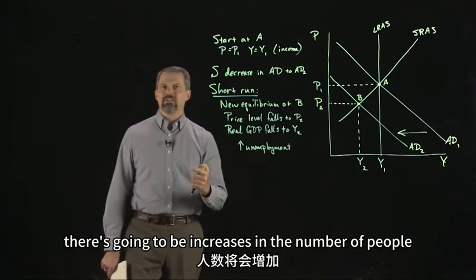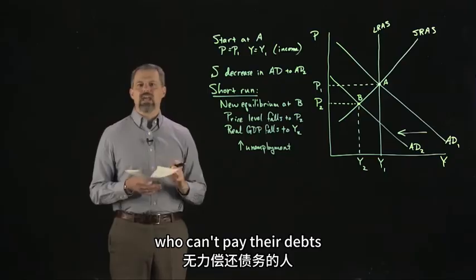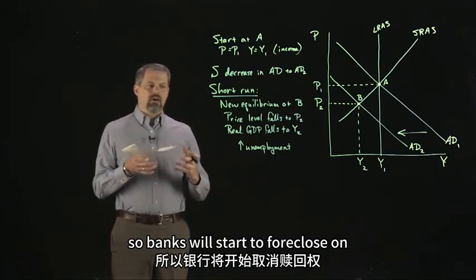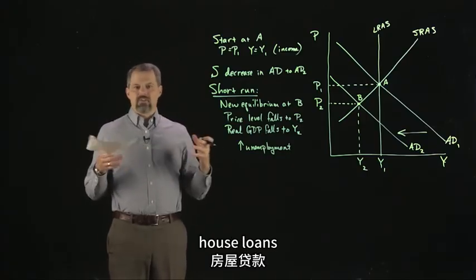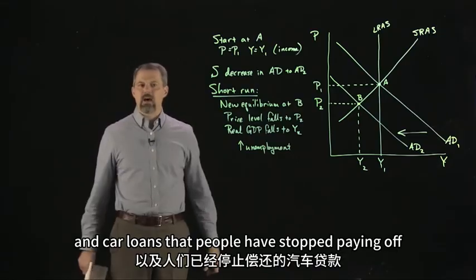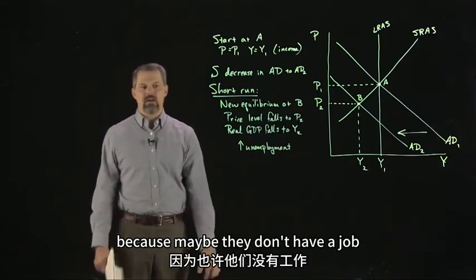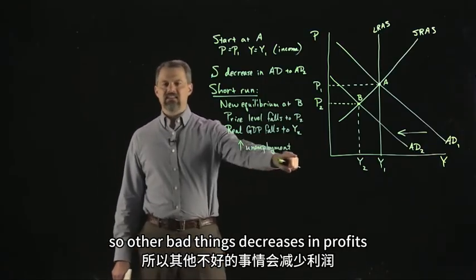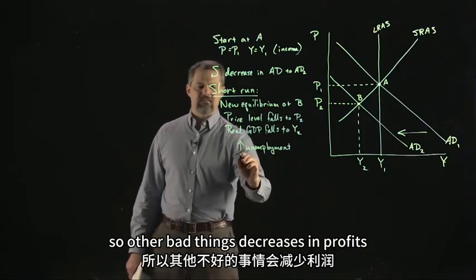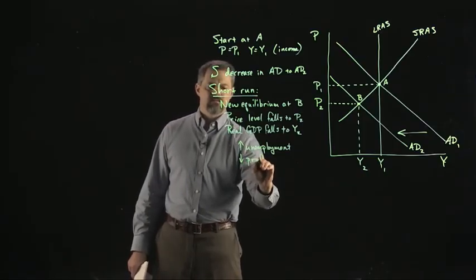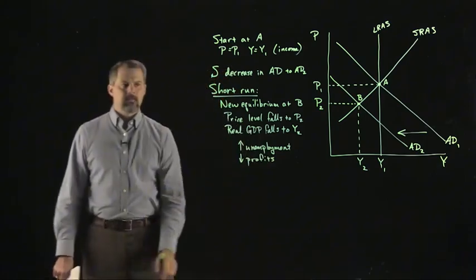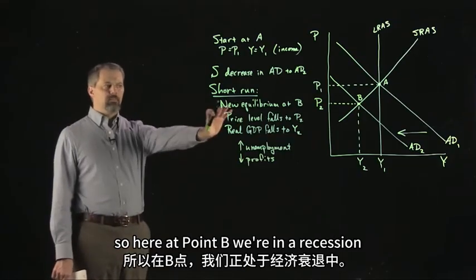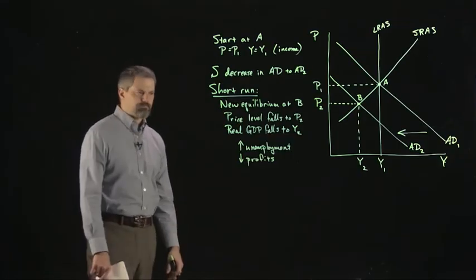There's going to be increases in the number of people who can't pay their debts. So banks will start to foreclose on house loans and car loans that people have stopped paying off because maybe they don't have a job to earn money to do it. So other bad things, decreases in profits for firms, increases in foreclosures, as I said. So here at point B, we're in a recession.